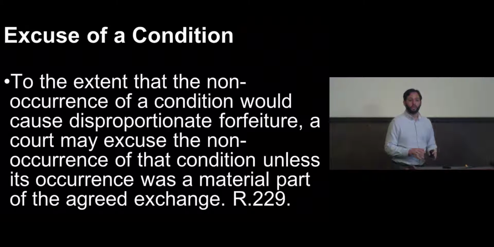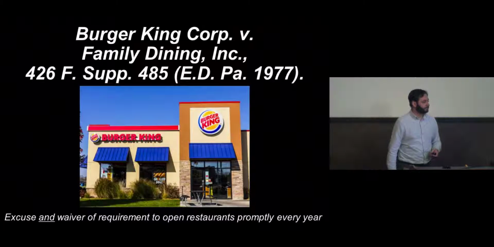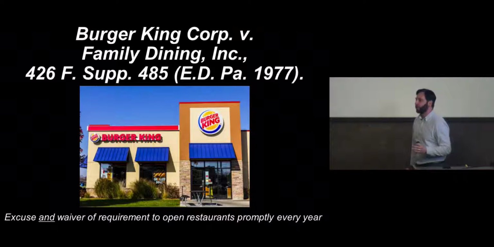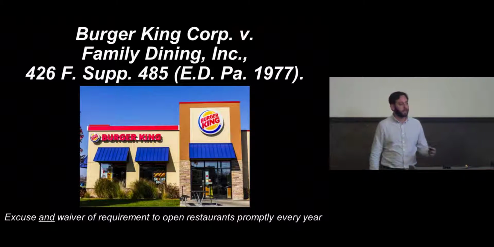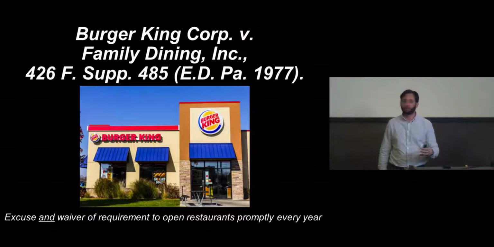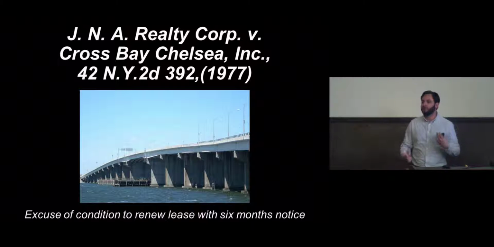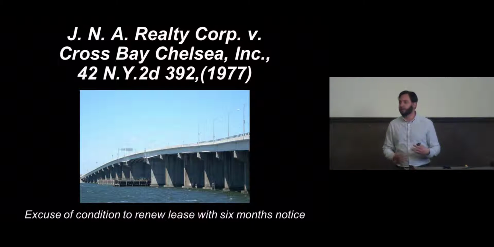Courts can also excuse a condition, and we look at section 229 for that. We saw both occur in Burger King. In Burger King, there was both waiver and excuse. We saw an implied waiver because parties had a course of performance where they permitted unscheduled or beyond scheduled construction to take place. And the court also said that it would excuse the condition because it would create an unjust result. In J&A Realty, we had the excuse of a condition framed, again, as the concept of implied waiver.